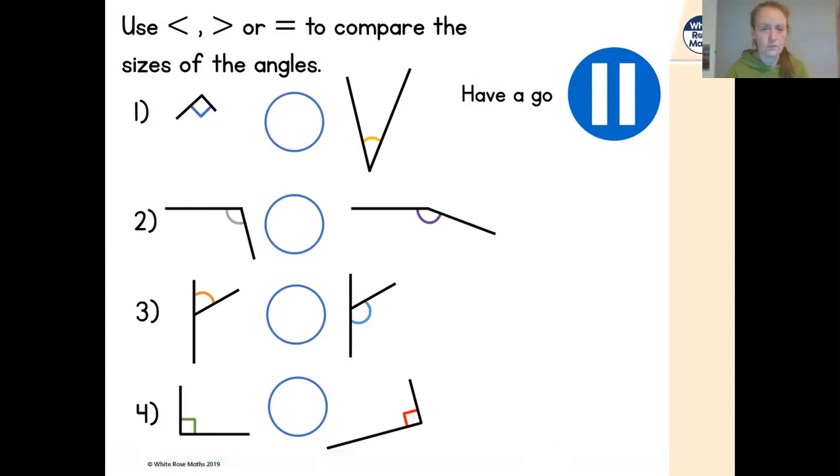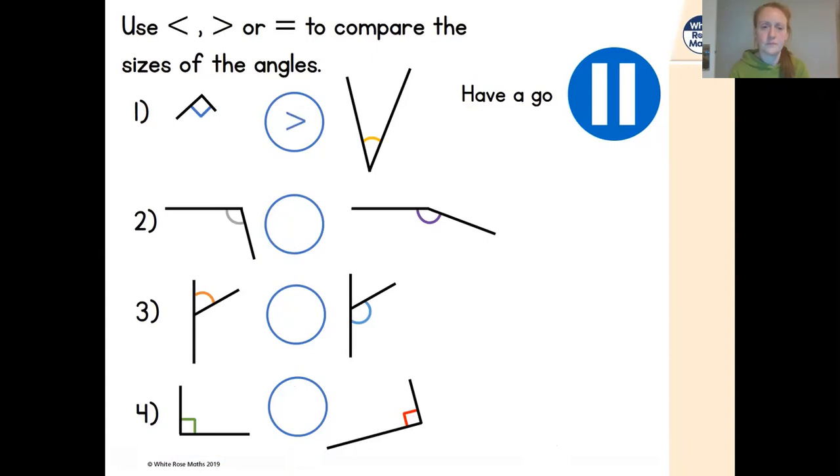On the right we've got an acute angle, even though the acute angle's lines are quite a bit larger than the right angle. That doesn't matter, we're looking at the size of the angle. So we know a right angle is larger than an acute angle. So there we have that inequality sign.